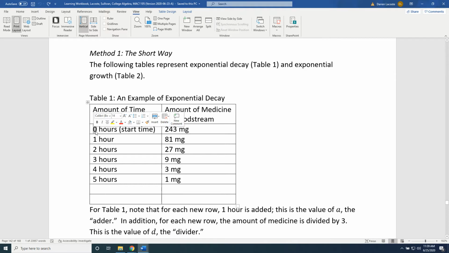0 plus the adder of 1 makes 1. 1 plus the adder of 1 makes 2. 2 plus the adder of 1 makes 3, and so on. 243 divided by the divider of 3 gives 81. 81 divided by the divider of 3 makes 27. 27 divided by 3 is 9. 9 divided by 3 is 3, and so on. This is an example of a pattern that can be used to predict exponential decay.